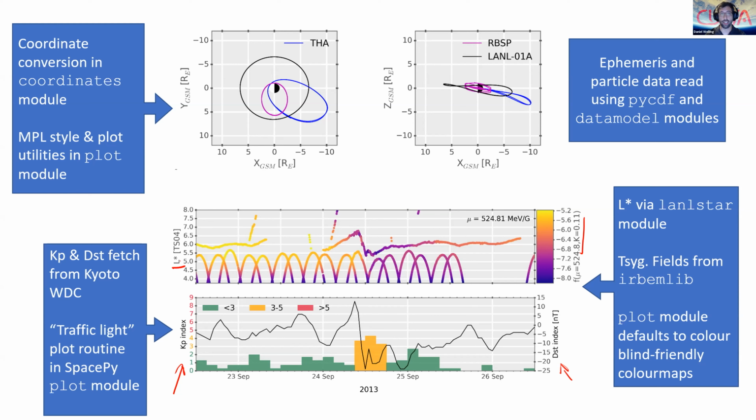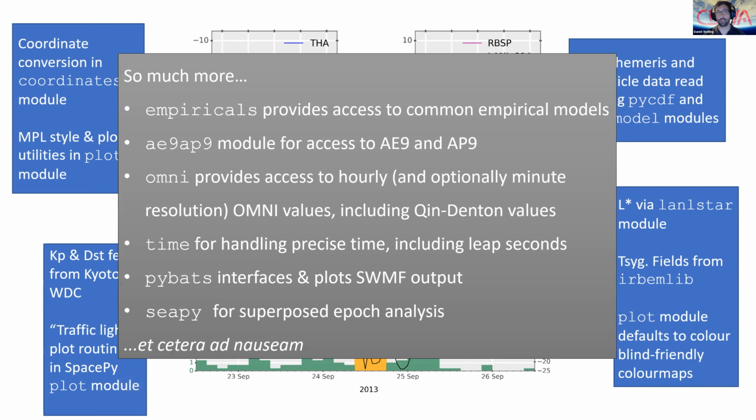So it's a lot of things to make space science easier. But it's even more than this. We have access to empirical models like the Xu et al. magnetopause model, AE9, AP9 models, access to the OmniWeb database.